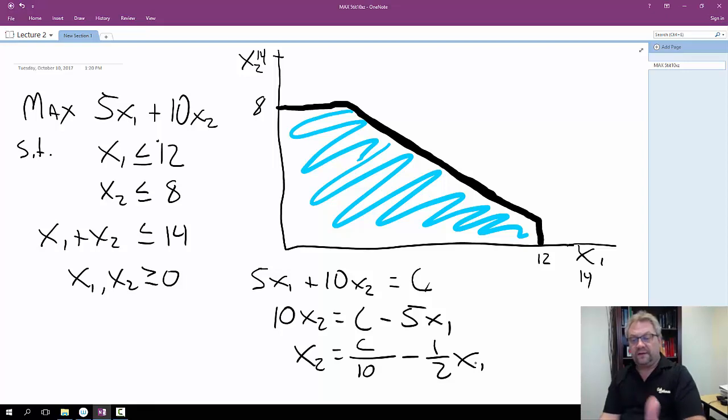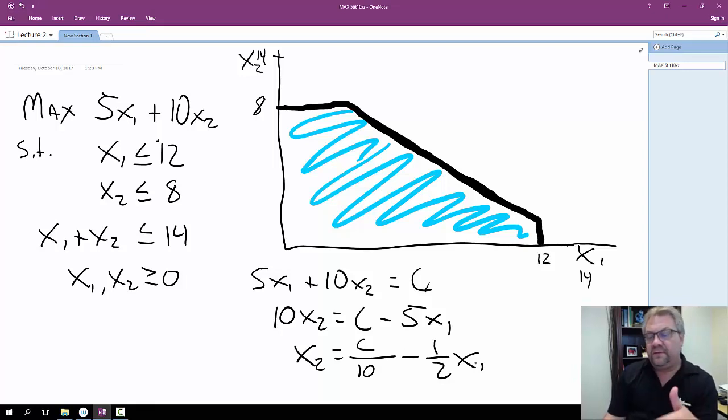So again, this is a straight line, a linear function. x2 is on my vertical axis, x1 is on the horizontal. C divided by 10 is my y-intercept, and my slope is -1/2. Well, what's the point of all that?